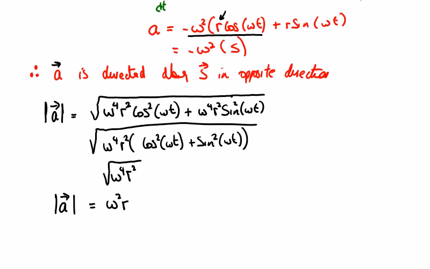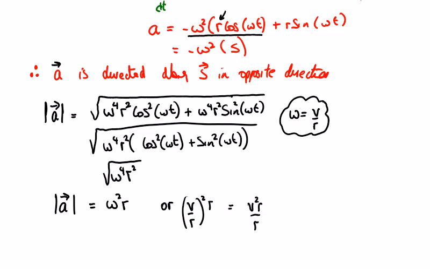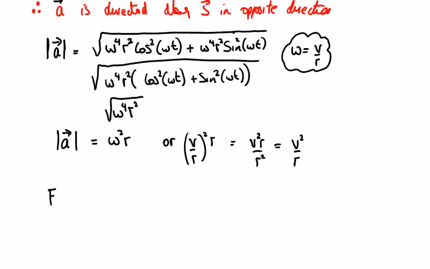We know some other information about this too. We know that w is equal to the velocity over r from a previous video. So we can have w squared r as v over r, squared, times r, which is equal to v squared r over r squared, be careful, which is equal to v squared over r. So these are my centripetal accelerations. When force is equal to mass times acceleration, the force here is going to be m omega squared r or m v squared over r.